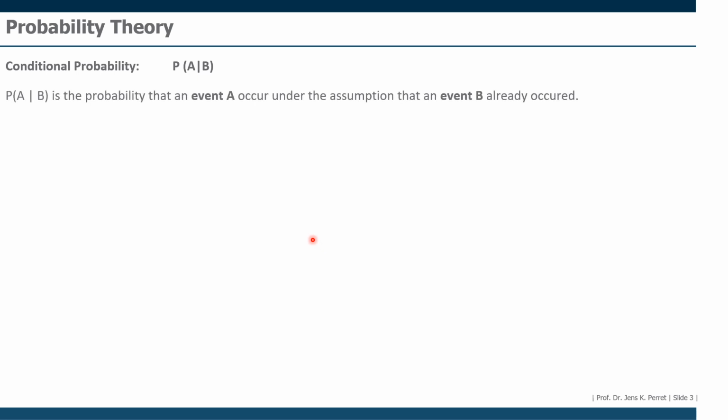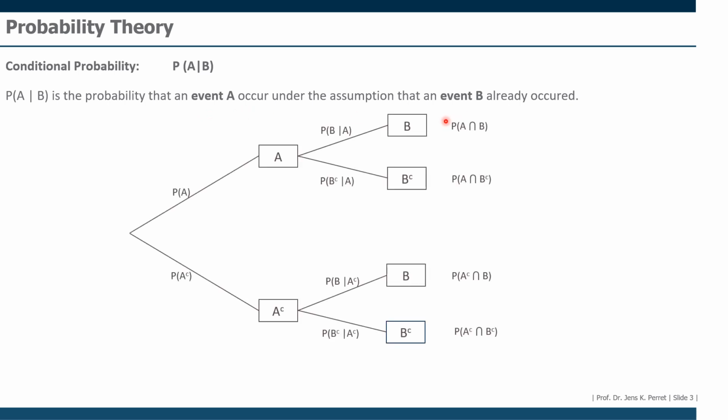That's actually what is written here. It's the probability that event A occurs under the assumption that event B already occurred. And that's the difference between the conditional probability and this probability, which is the probability that A and B both already happened. That's why the conditional probability is one step before all of this.